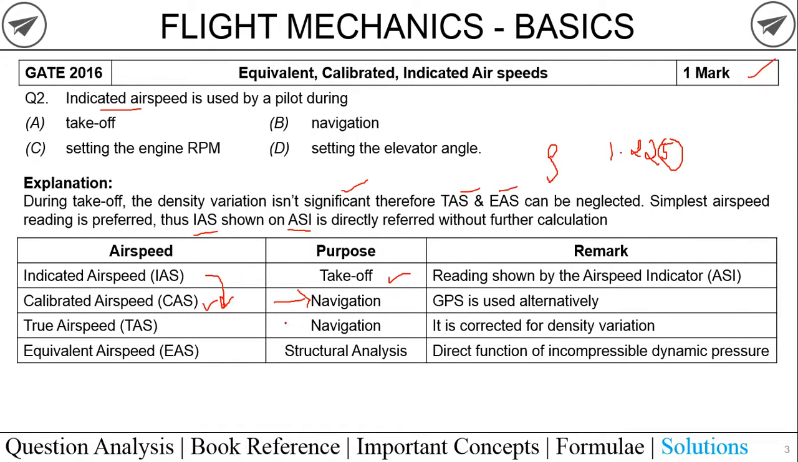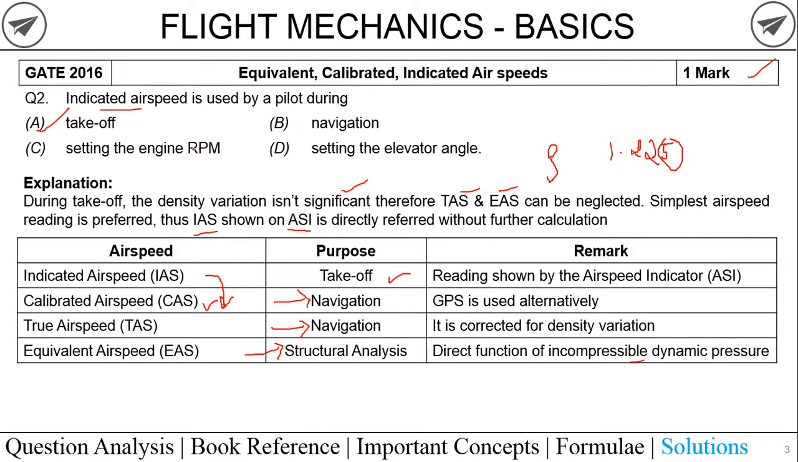And true airspeed, similar case, it varies with density. So at sea level, we can say it might be the same, and it might not vary. And here, equivalent airspeed is basically used for structural analysis as it provides the same condition at sea level that needs to be attained at some particular altitude. So this is basically used for structural analysis as it is a direct function of incompressible dynamic pressure. So based on this, indicated airspeed can be the right answer for the purpose of takeoff. So let's say takeoff.